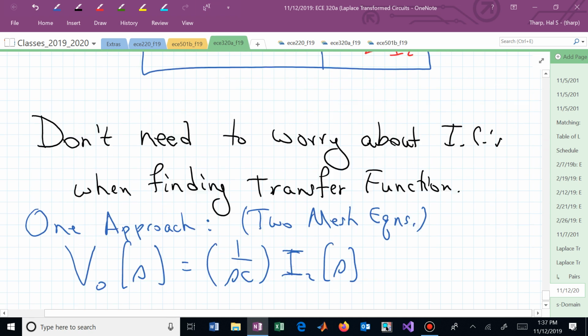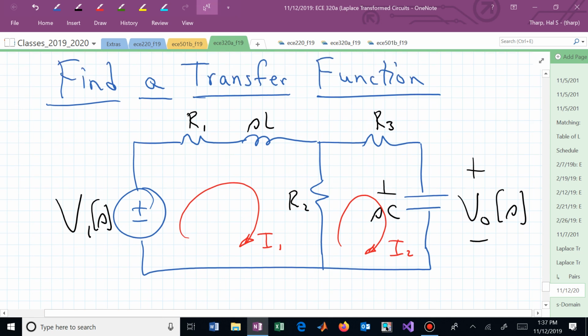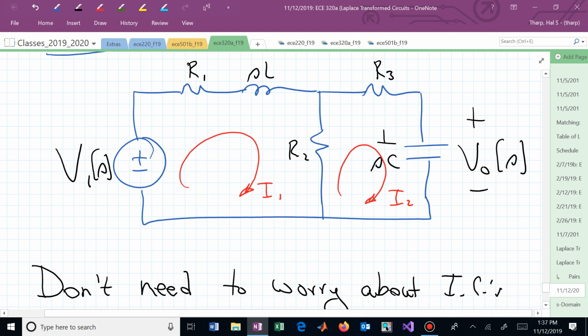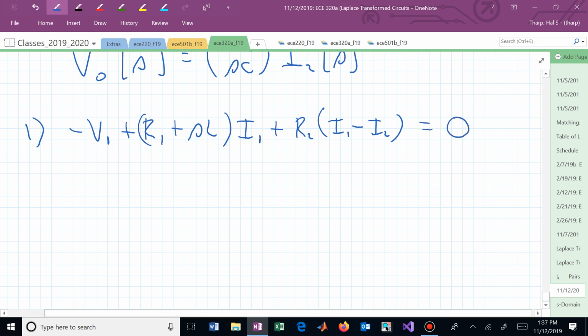What's the first equation? What's KVL around the first mesh? That's just like we've done it all along. It's minus V1 plus R1 plus what all do we have? SL times I1 plus R sub 2 times the net current down, dropped is I1 minus I sub 2, and then we're back where we started. There's the first equation.